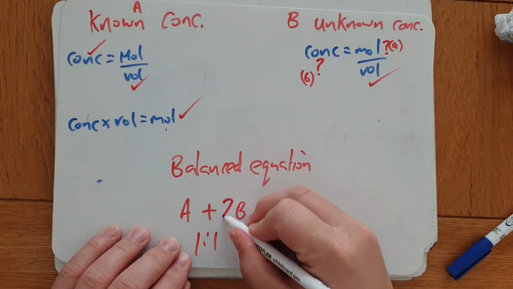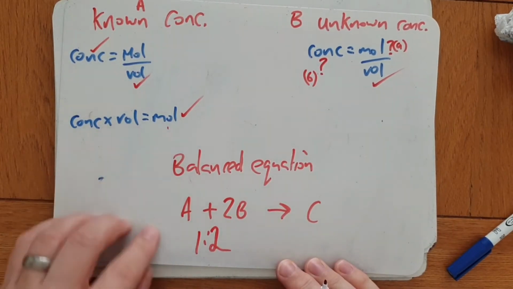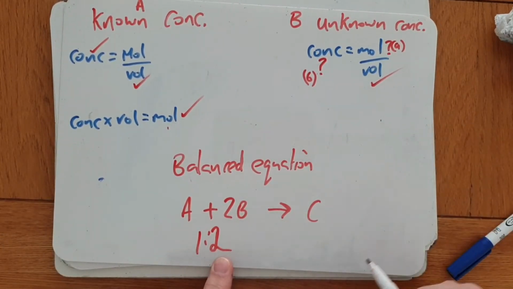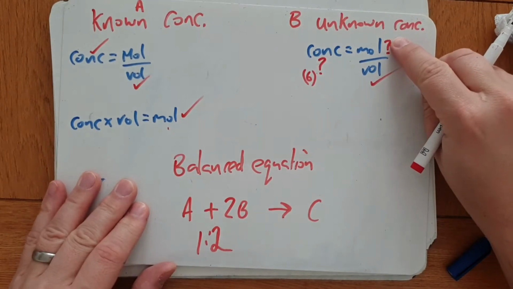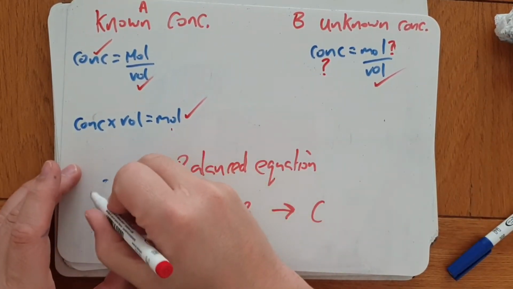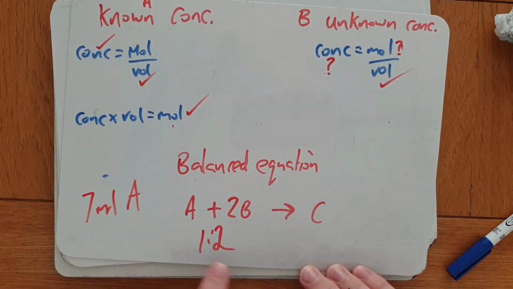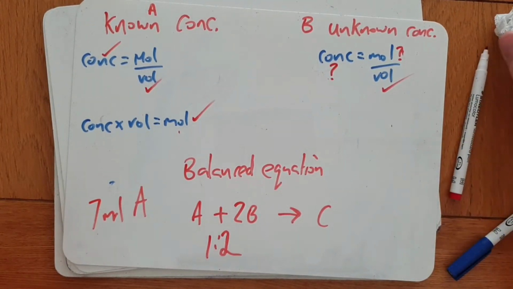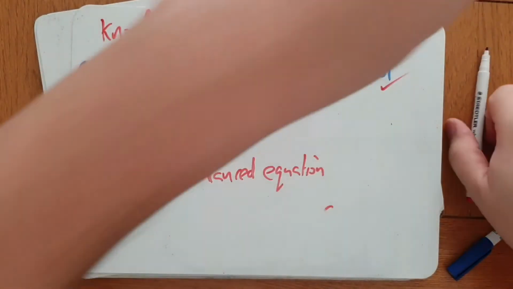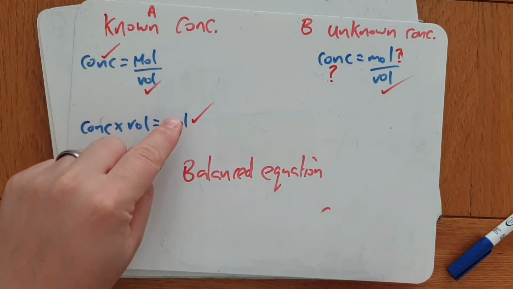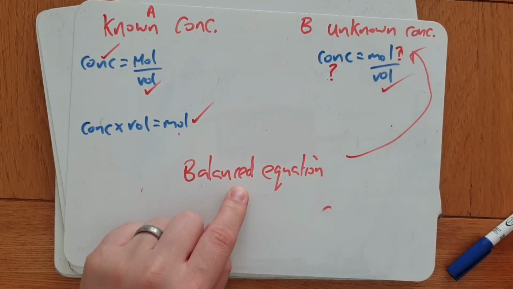Just going to randomly change this equation for a second. Let's say it was A plus 2B. So now our ratio is 1 to 2. So if we had 1 mole of A, there'll be 2 moles of B. Or if we had like 7 moles of A, well, it's 1 to 2, so 7 moles of A would mean 2 lots of 7, it would mean 14 moles of B. So that's the first part of the question, and I'll go through a couple of practice ones. You work out the moles of the known concentration, use the balanced equation to work out the moles of the unknown one, and then moles divided by volume gives you the concentration.